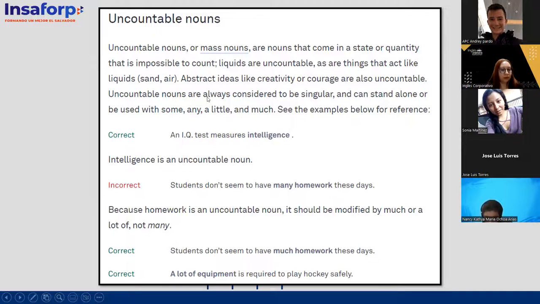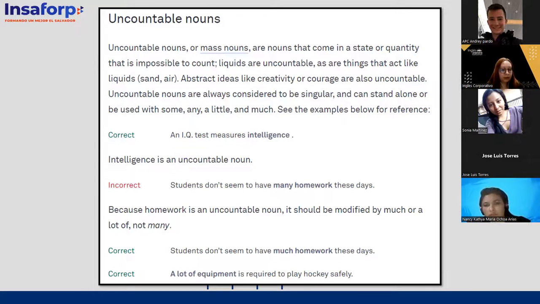Y pueden ser usados solas con algunos. Por ejemplo, algunos quantifiers que podemos usar, tenemos some. Some es como algo de cantidad, ¿verdad? Por ejemplo, I have some coffee in my cup. Tengo algo de café en mi taza, okay? Estoy hablando de líquido, right? So I have some coffee in my cup. Tengo algo de café en mi taza, okay?